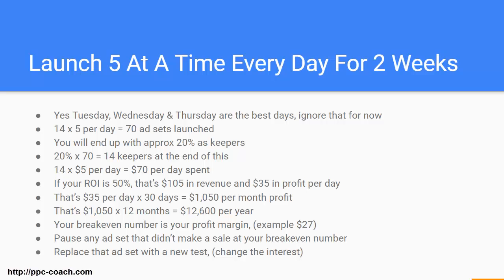So if you go 14 times $5 per day, on day 14, you're going to be spending like $70 per day. If your ROI is 50%, then that's 105 in revenue and 35 in profit per day. That's $35 per day times 30 days, 1,050 per month. That's 1,050 times 12 months, 12,600 per year.